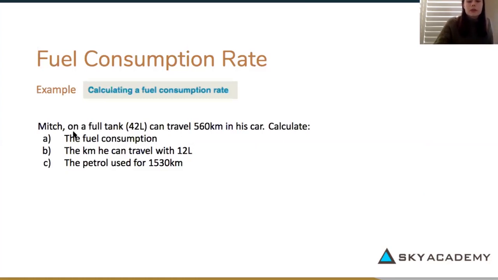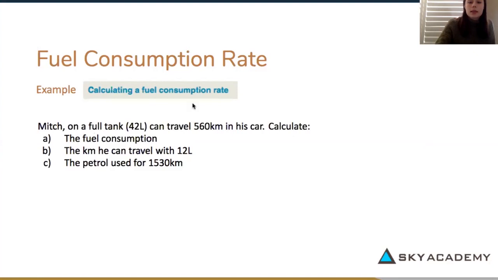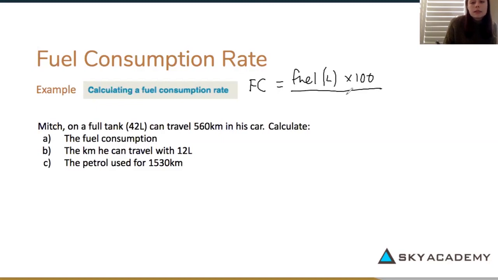Here we have Mitch, who on a full tank of 42 litres can travel 560 kilometres in his car. We have been asked to calculate the fuel consumption. The first thing I'm going to do, up here, is write down the fuel consumption formula. That is where FC equals the fuel in litres times by 100 over the distance or kilometres travelled. And I'm just going to highlight that so we don't forget it.